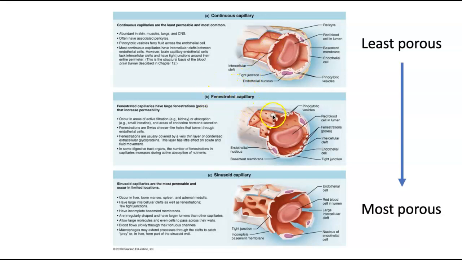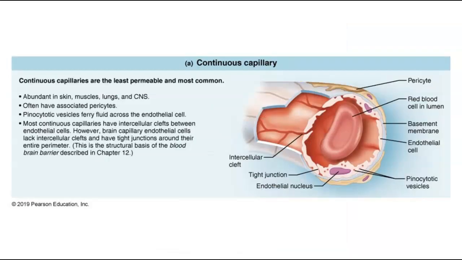That's a little bit more porous. You can see that there are pores, or what are called fenestrations, in the cells. And then the most porous capillary is the sinusoid, where there are big gaps in between the cells and large pores within the cells. So let's take a look at each of these one by one.